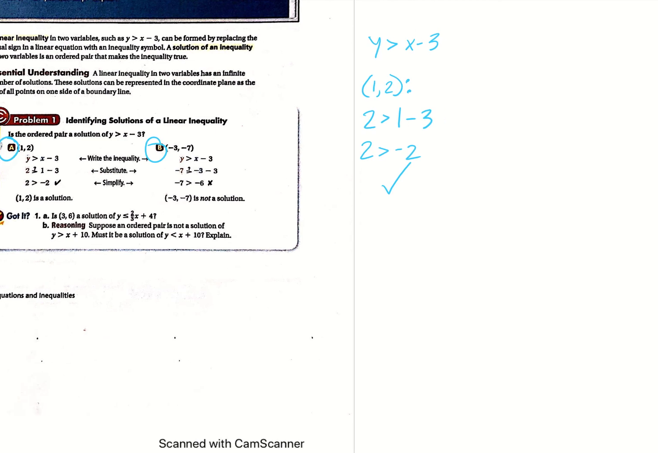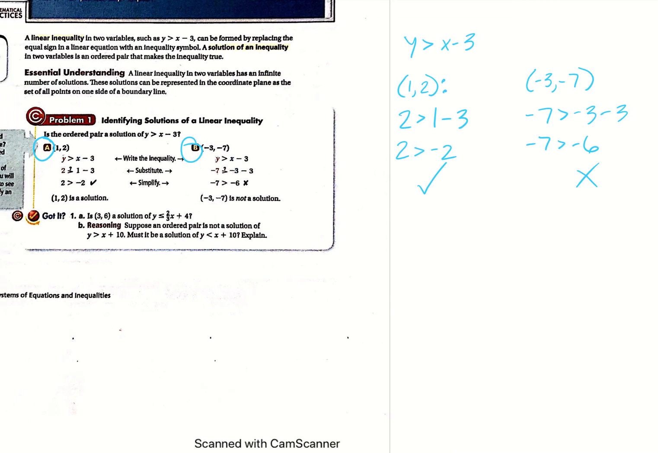If we go over to B, we have the point (-3, -7). Again, we're just going to plug in. Instead of y, we have negative 7 is greater than x, which is negative 3, minus 3. So we have negative 7 is greater than negative 6, which is not true. Negative 7 is less than negative 6. So that one is not a solution. That's really it for problem 1 with A and B.